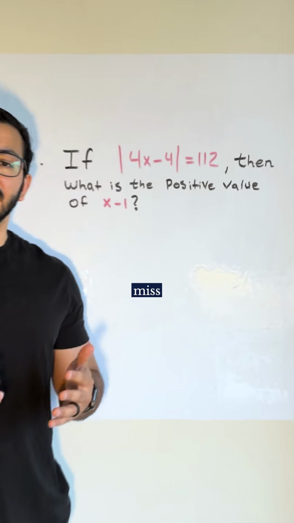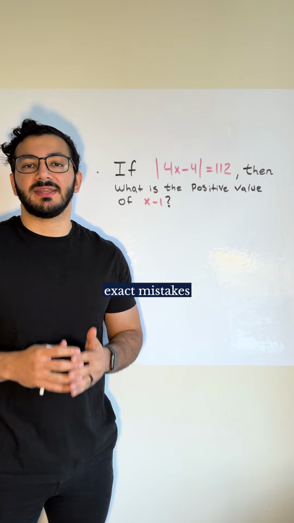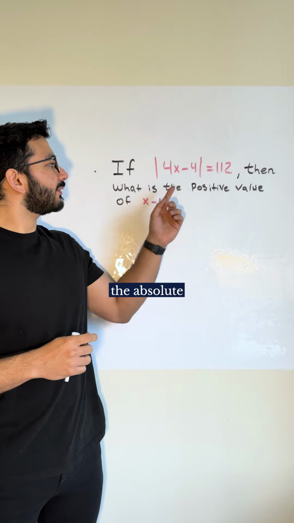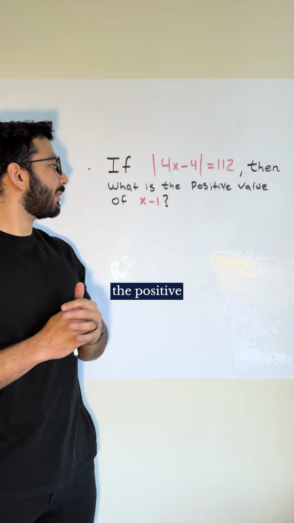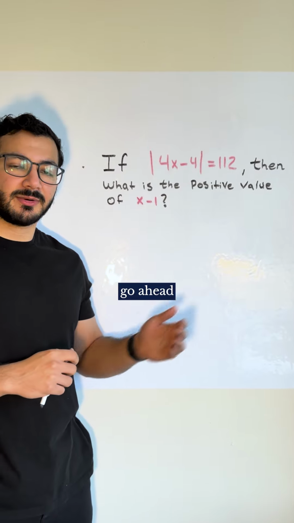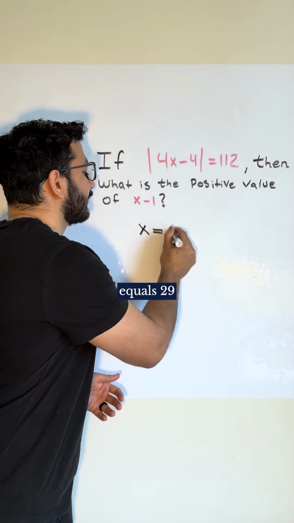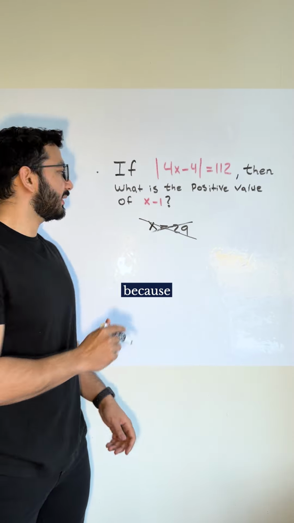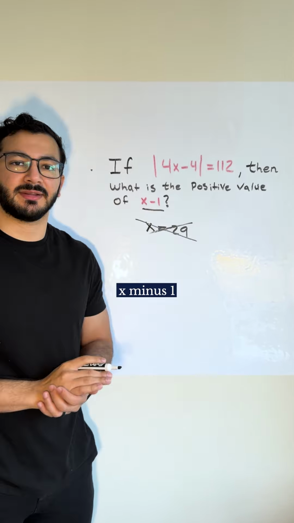SAT students miss easy points because the test makers design questions based on the exact mistakes you'll probably make. Let's take a look at this question. If the absolute value of 4x minus 4 is equal to 112, then what is the positive value of x minus 1? Well, if this were me rushing on a test, I would go ahead and plug this into Desmos. And what I would end up getting is x equals 29. Is this the right answer? No. You would get this wrong because it's not asking for what x is, it's asking for x minus 1.